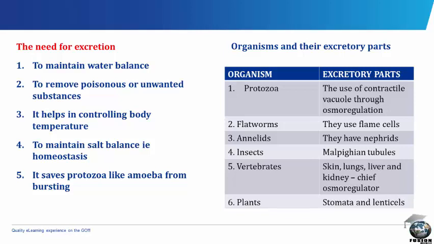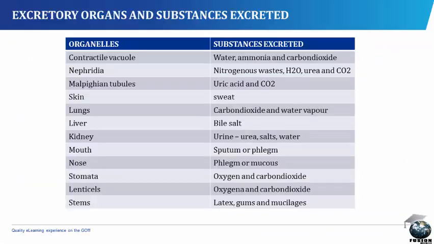Organisms and their excretory parts. On the screen are some organisms and their excretory parts. The protozoa excretes through the use of contractile vacuole through osmoregulation. Flatworms use flame cells. Annelids use their nephridia. Insects use their Malpighian tubules. The vertebrates make use of skin, lungs, liver, and kidney, which is the chief osmoregulator. Plants excrete through the stomata and the lenticels.